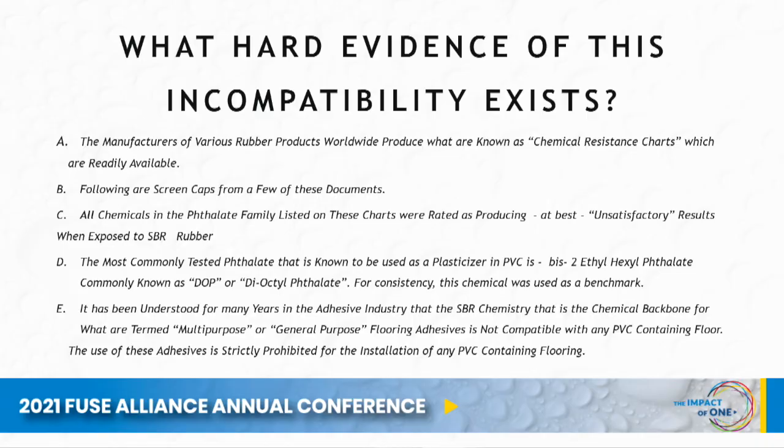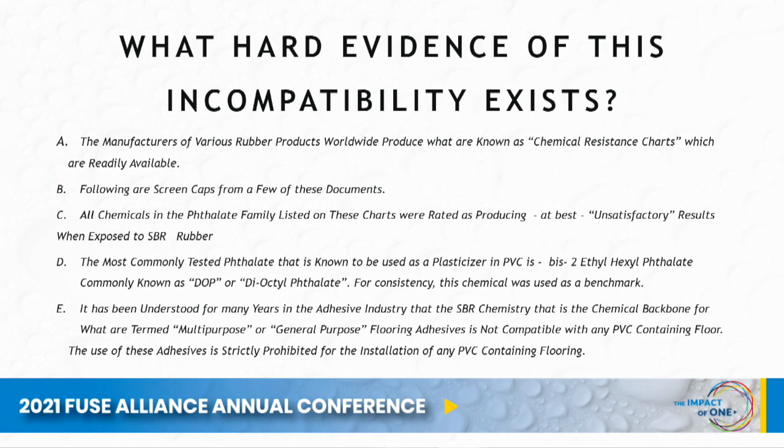Now, if you look at these, in these about 200 chemicals in most of these charts, there are probably 8 or 10 chemicals that are in the phthalate family that are listed on these charts. Every single one of them, when exposed to SBR rubber, gives you at best an unsatisfactory result.